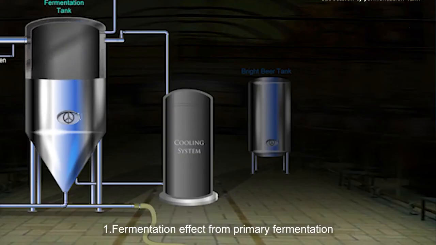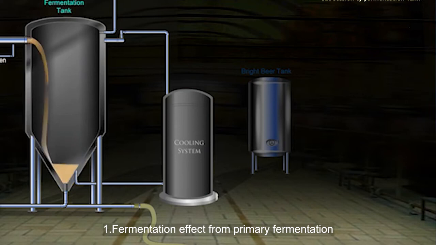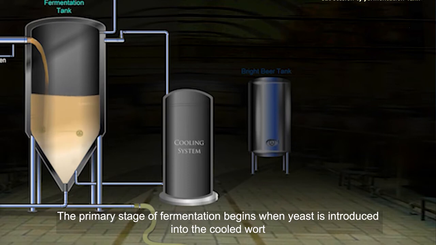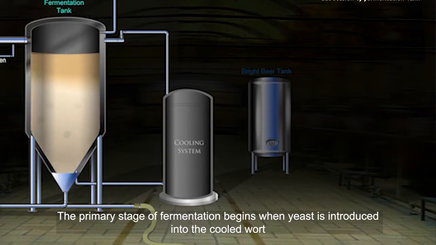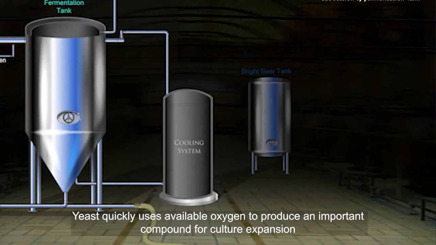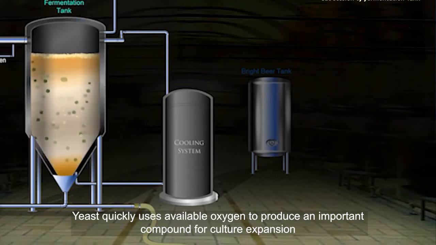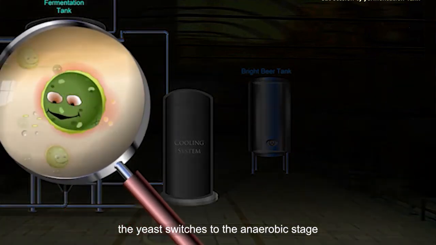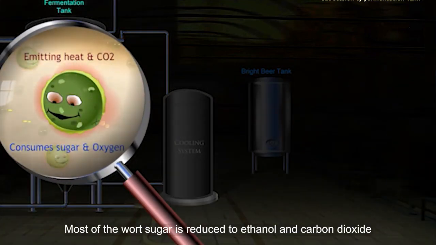1. Fermentation effect from primary fermentation. Yeast growth occurs in primary fermentation. The primary stage of fermentation begins when yeast is introduced into the cooled wort. Yeast quickly uses available oxygen to produce an important compound for culture expansion. When the oxygen disappears, the yeast switches to the anaerobic stage. Most of the wort sugar is reduced to ethanol and carbon dioxide.